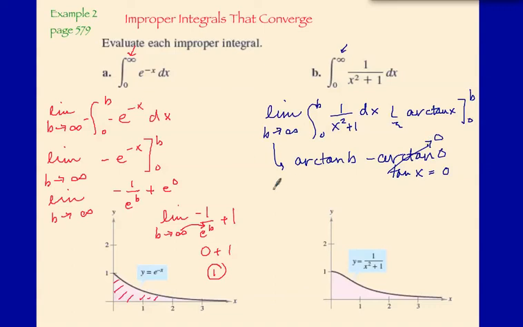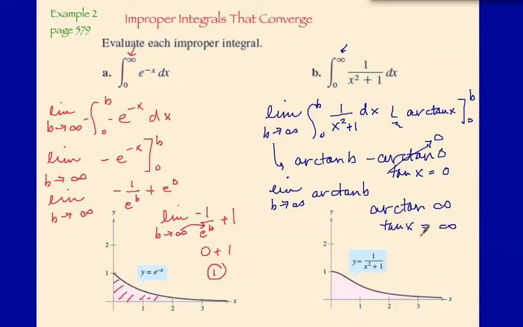So let's take the limit as b approaches infinity of arctan of b. Now plug infinity in and see what we get. Arctan of infinity. Doesn't that just seem bizarre? Well, here's the question they're asking. Tangent of what is infinity?